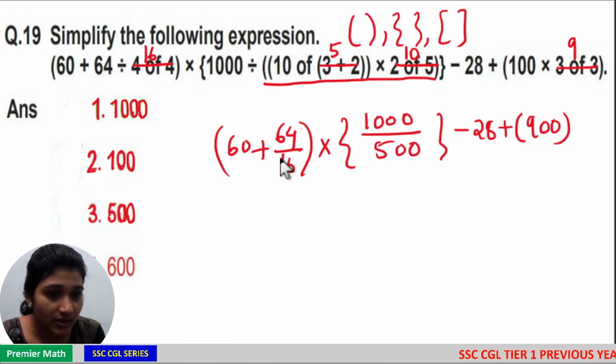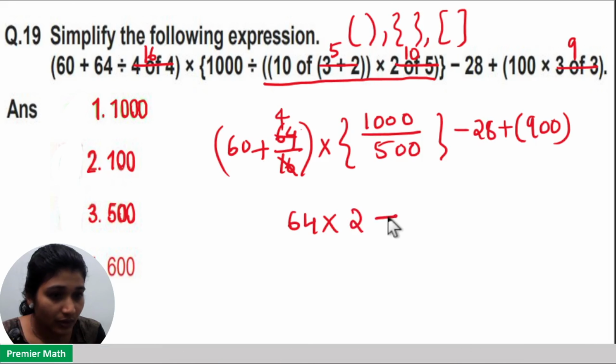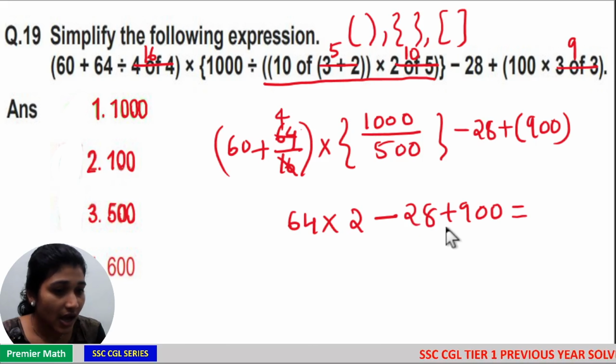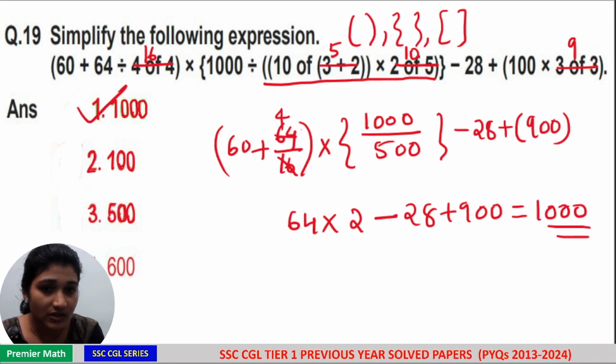Now, if you solve this, 16 goes 4 times in 64. So, 64 into 1000 by 500 is 2, minus 28 plus 900, which is equal to 64 into 2 is 128. 128 minus 28 is 100. 100 plus 900 is 1000. So, option 1 is your answer.